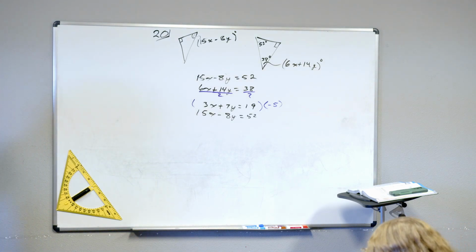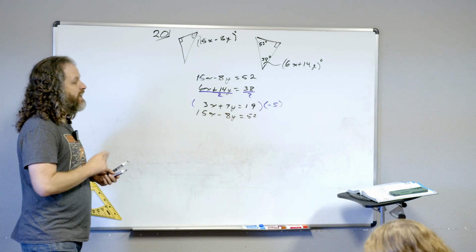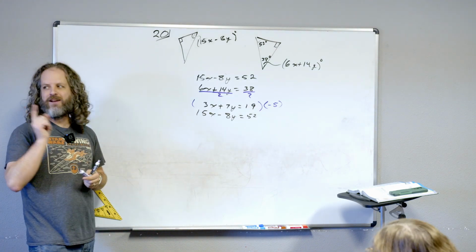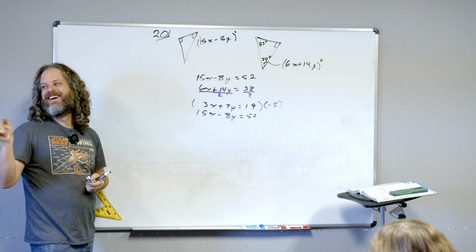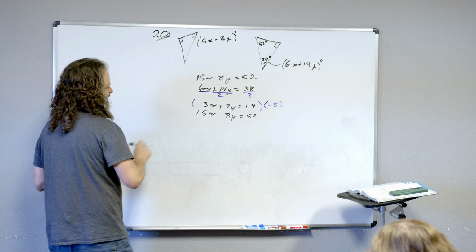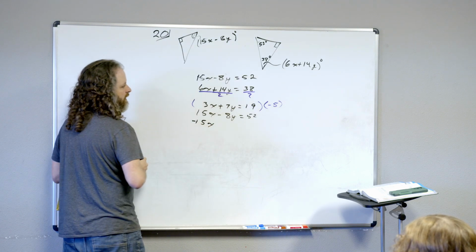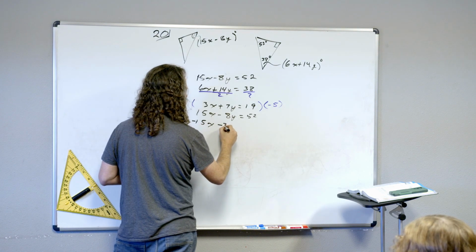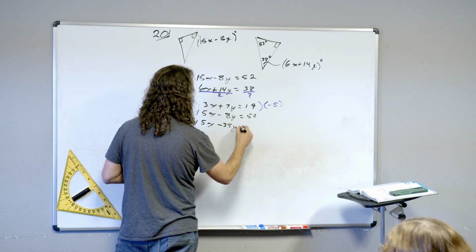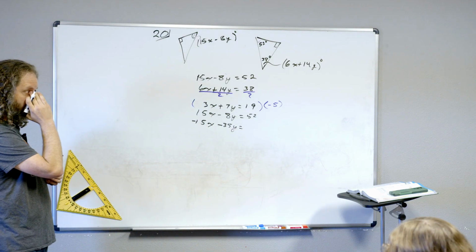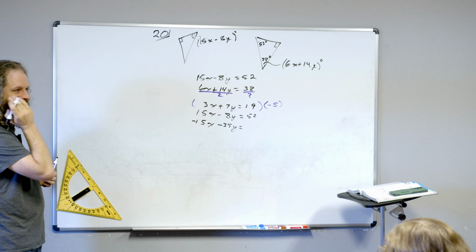Right, but why are we doing -5? Because negative 5 times 3 is what? Negative 5 times 3 is what? There you go. Oh, okay, so we're making it. Yep. And then minus 35y equals negative 50 plus 4, 90? Is that right? No, 95?